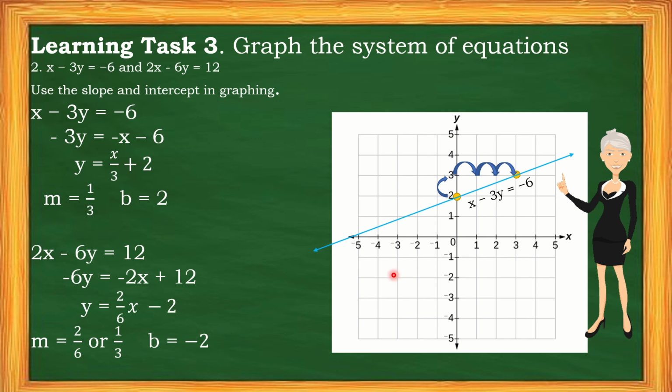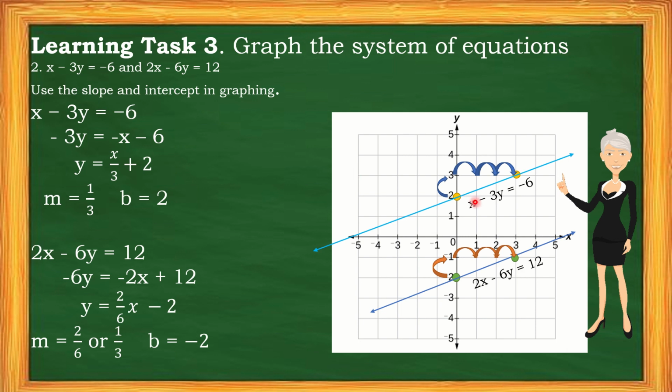Okay, let us locate negative 2. Here is the negative 2. Then 1 unit upward and 3 units to the right. So 1, 2, 3. So here is the other point. Then let us now connect the 2 points. If you notice, the graphs of the given system are parallel lines. They are parallel because they have the same slope. Their slope is 1/3. So the system forms parallel lines.